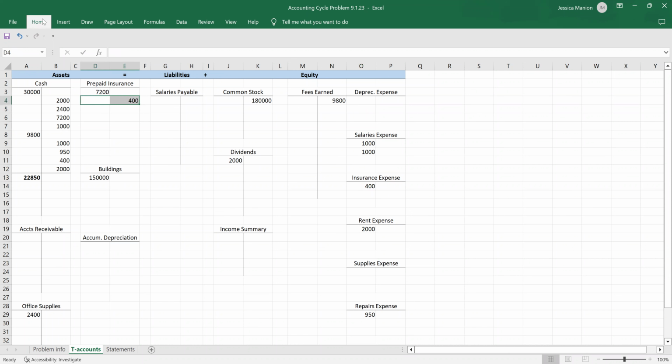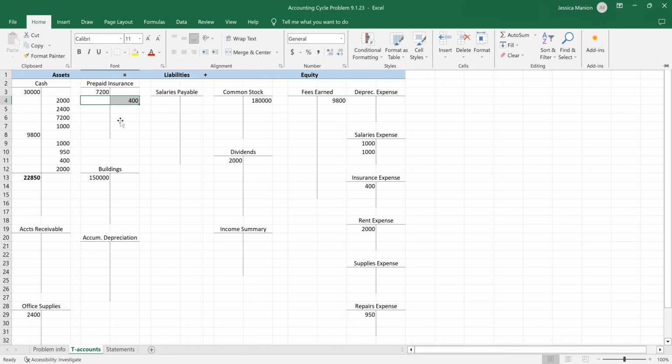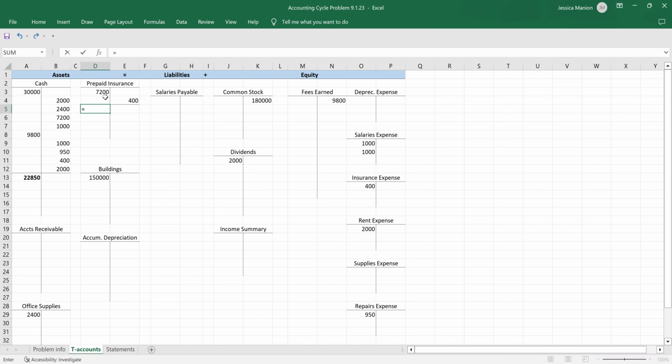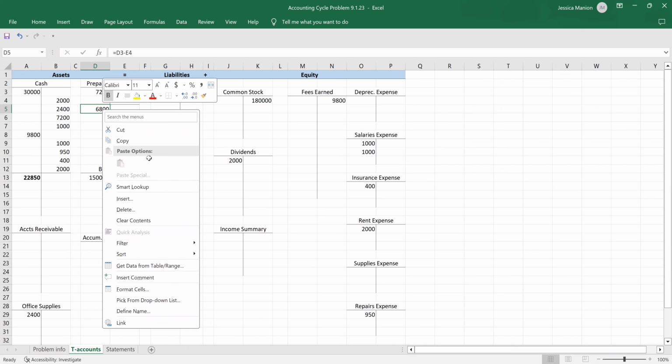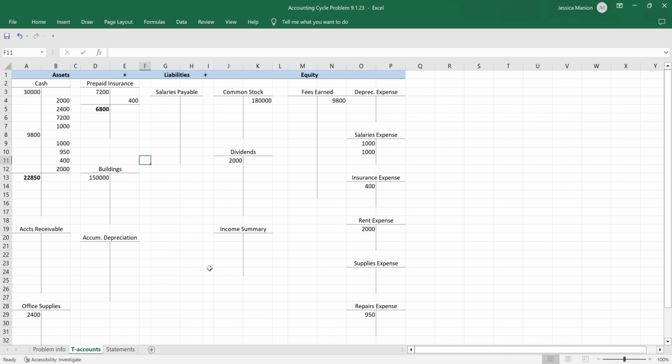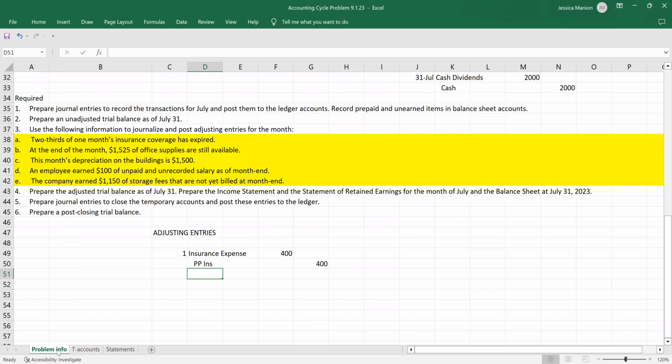And now that we've done this prepaid adjusting entry, we can calculate our remaining balance in there equals 7,200 minus the 400. So prepaid insurance after this adjusting entry has a balance of 6,800, right? Okay, let's go look at our next one. Oh, you know what? This is letter A, not number 1. Okay, letter B. Letter B, it says at the end of the month, 1,525 of office supplies are still available.